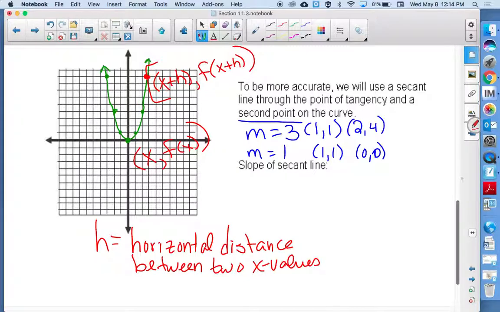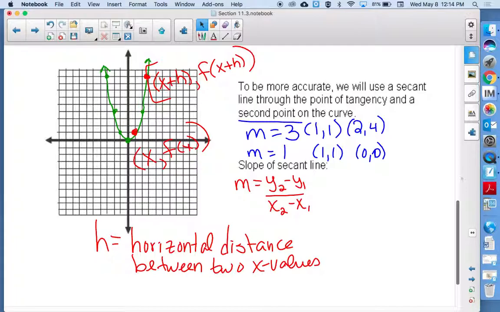So to find the slope of a secant line, does anybody remember how you find the slope of 2 points of a line? Right, it would be y2 minus y1 over x2 minus x1. So that's the slope of a line, any 2 points on the line. Now I have these 2 points on the line, wherever they happen to be, and we're going to calculate the slope using those 2 points.